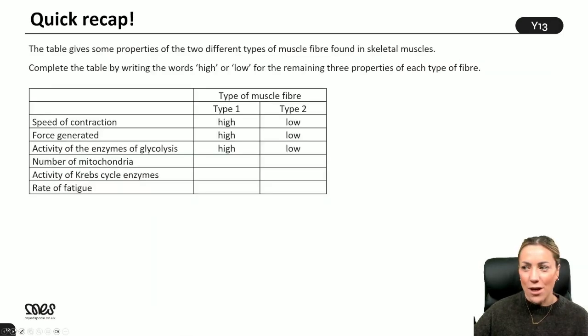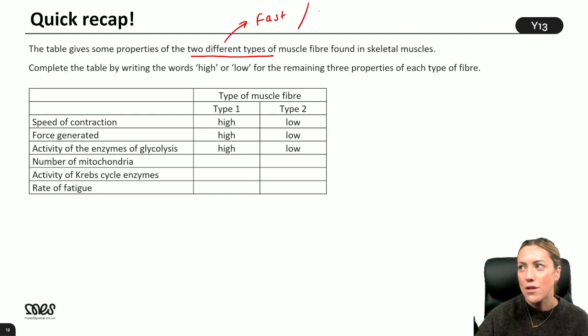another exam style question. Now, imagine if you got this in the exam, you'd be thinking, nice. This is a table giving us properties of two different types of muscle fiber. Now, it doesn't say in the question, but we're assuming the two different types of muscle fiber are fast muscle fibers and slow muscle fibers, or we can call them fast twitch and slow twitch. Complete the table by writing the words high or low for the remaining three properties. Right. Well, we don't know which type is which yet, so let's see if we can figure it out.